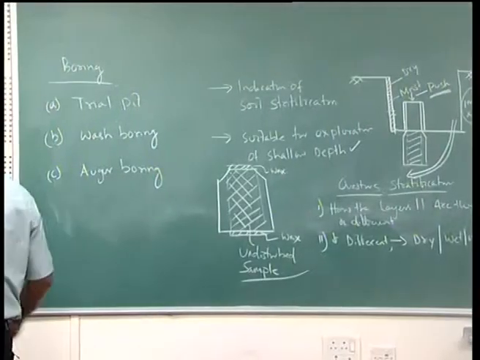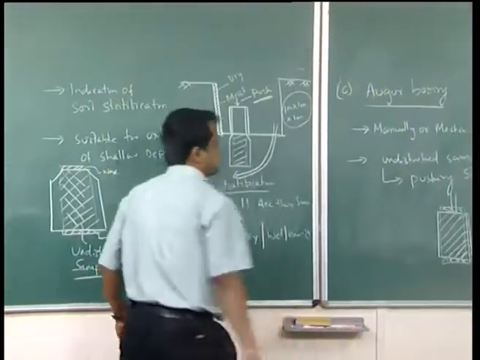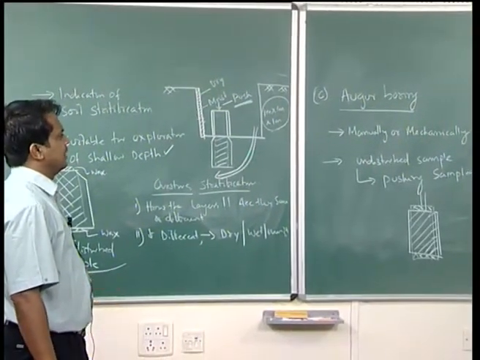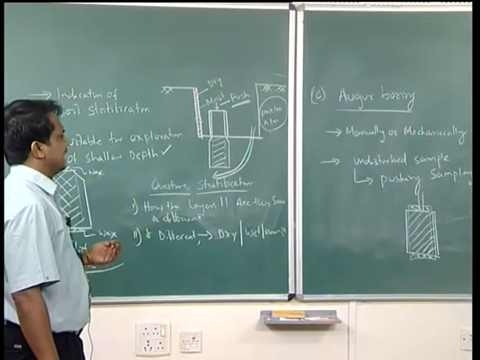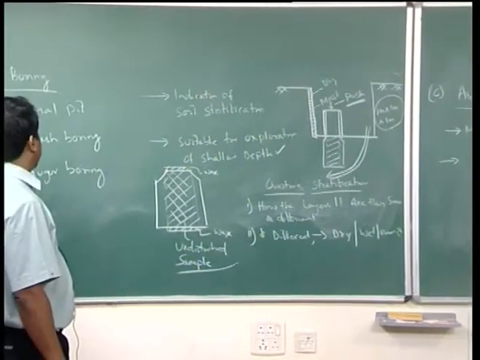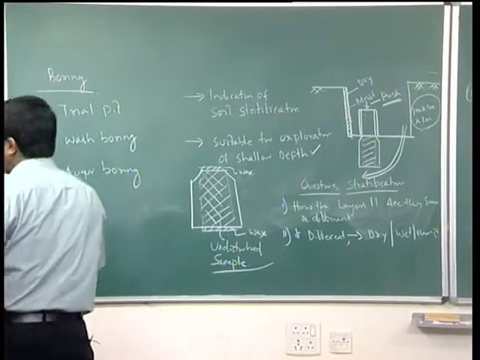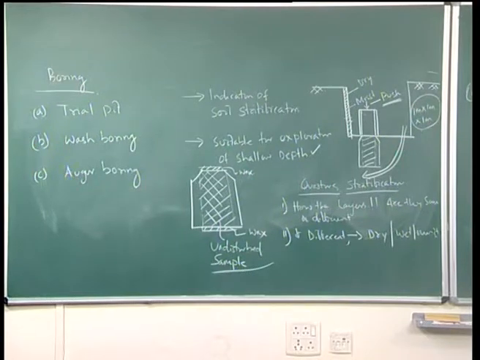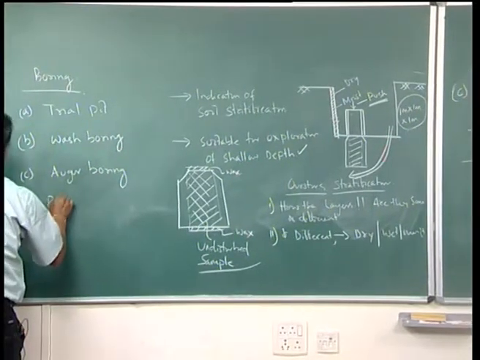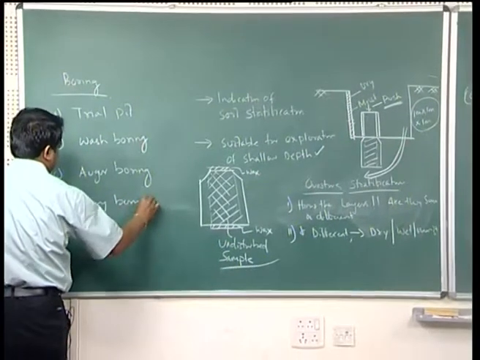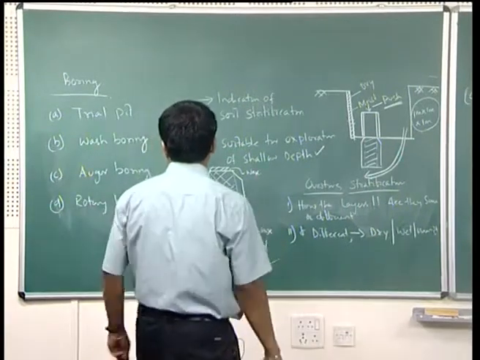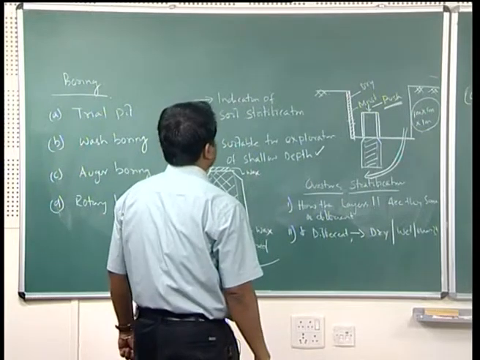Now, this first part, planning, we have finished. That means the number of boreholes and depth of boreholes planning is over. Then the technique: how do you decide how to do the boring? Either you do it by trial pit, wash boring or auger boring. Third one is your rotary boring. This I will show, not third one, this is your fourth one. I will show some photographs, so it will clear the visualization of how this rotary boring is conducted.